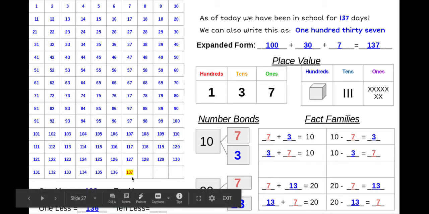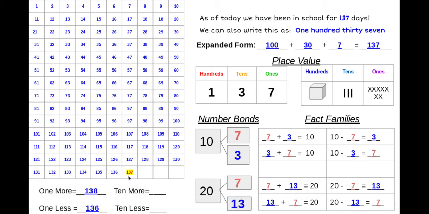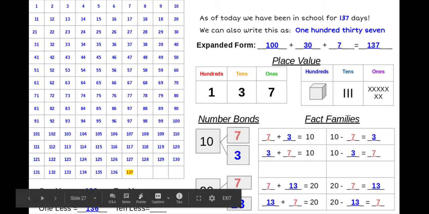So 10 more than 137 is going to be what? 147. Abby says 147, which would be the box right here. Remember, I also told you that no matter what number is in front of the 37, whether it's 100, 800, 700, 2,054,000, that's a really high one, don't do that one, you can look at those last two numbers and still figure it out.